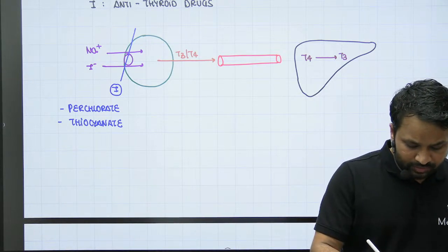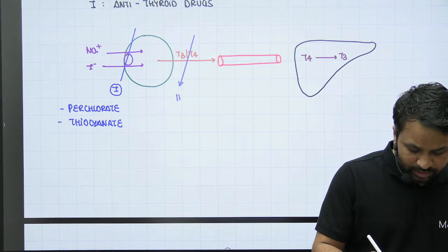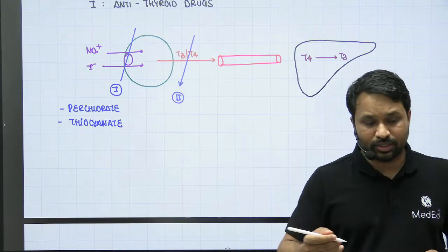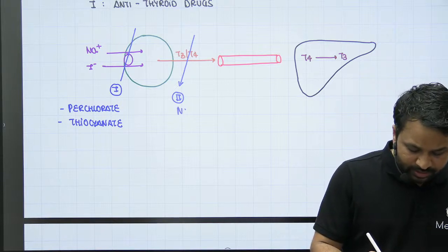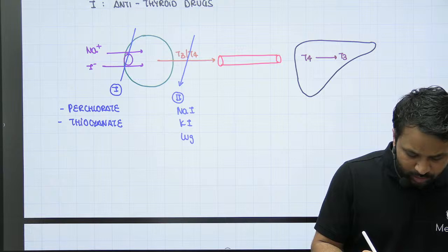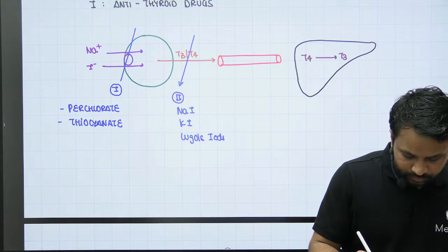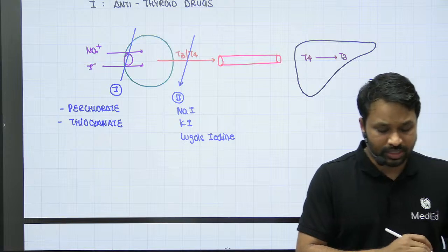Then you have the drugs that inhibit the T3, T4 release. These are the thyroid constipating drugs that you have. We have the sodium iodide, the potassium iodide, as well as the Lugol's iodine.